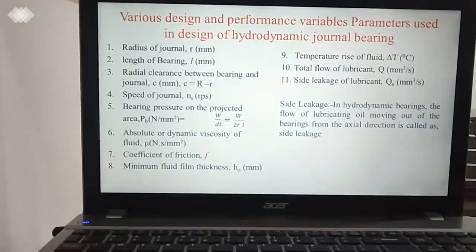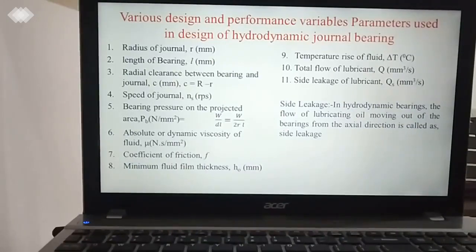Then the coefficient of friction F. Then minimum fluid film thickness, that is HO. Then temperature rise delta T in degrees. Then total flow of lubricant Q, mm cube per second, and side leakage of lubricant QS, mm cube per second.